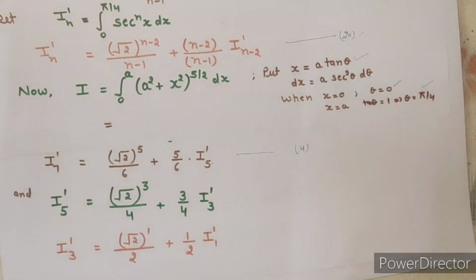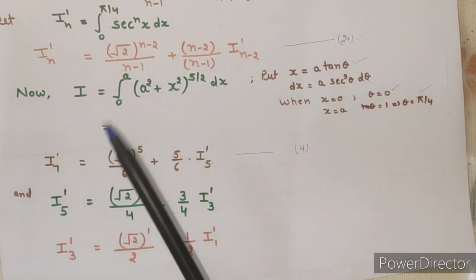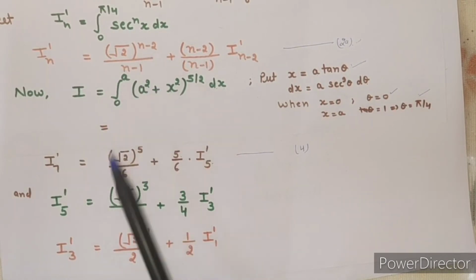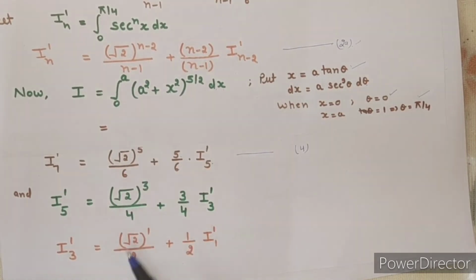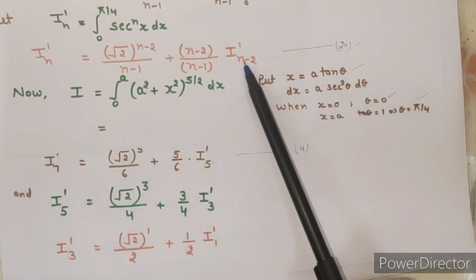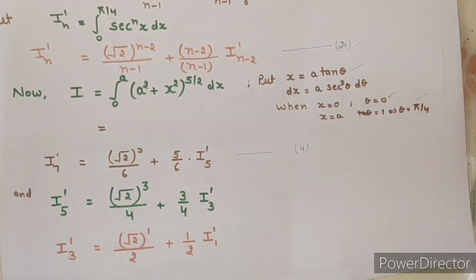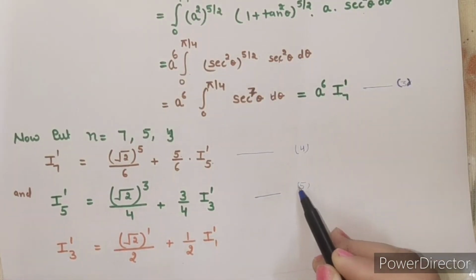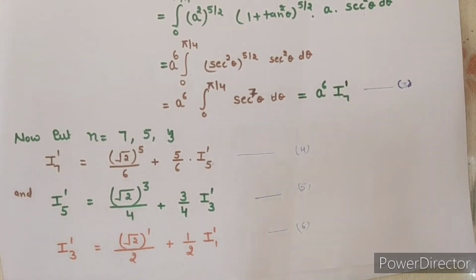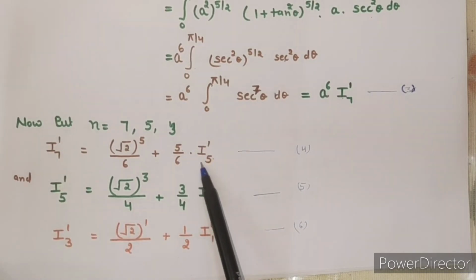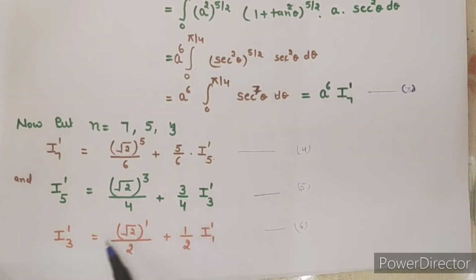Now I again need the value of I3. So put again n equal to 3 here. So I3 dash is equal to under root 2, 3 minus 2 is 1, by 3 minus 1 is 2, plus 3 minus 2, that is 1, 3 minus 1, 2, and I of 3 minus 2 is 1. So write these equations as equation number 5, equation number 6. Now to evaluate this I7 dash, I need this one, which is this. So here I need I1 dash.